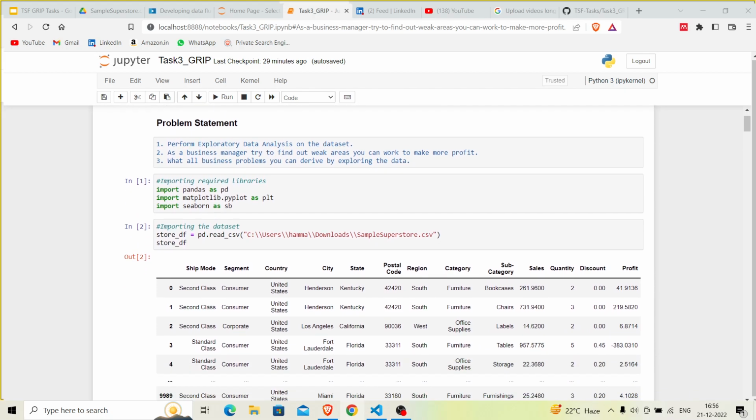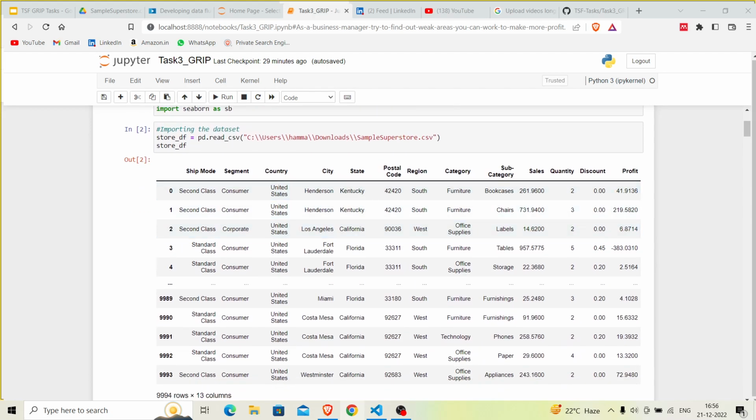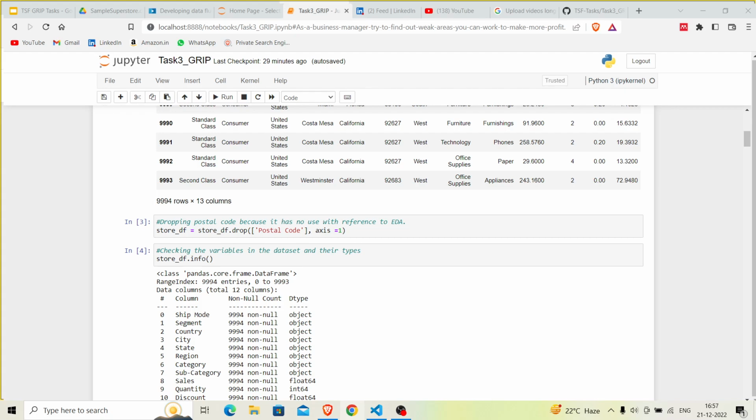First of all, I am importing the relevant libraries which are required for the analysis, such as pandas, matplotlib pyplot, and seaborn. And I am importing the dataset by using the read_csv function from the pandas library, and I am naming the dataset store_df. These are the various attributes of the dataset, such as ship mode, segment, country, city, state, postal code, region, category, subcategory, sales, quantity, discount, and profit. The dataset has 9,994 rows and 13 columns.